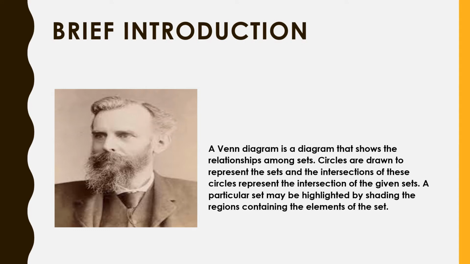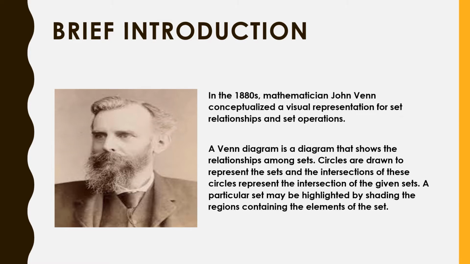Now, let's have a brief introduction about the Venn diagram. This man here is the famous John Venn. In the 1880s, the mathematician John Venn conceptualized a visual representation for set relationships and set operations. That is about 200 years ago, but still his knowledge is with us, his concept, his theories. A Venn diagram is a diagram that shows the relationships among sets.